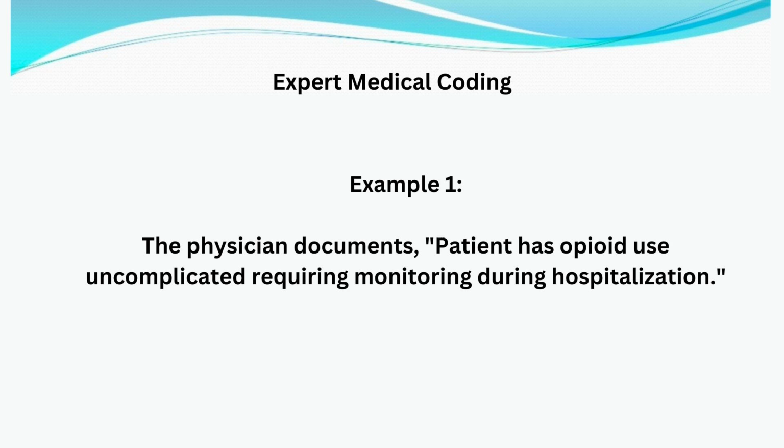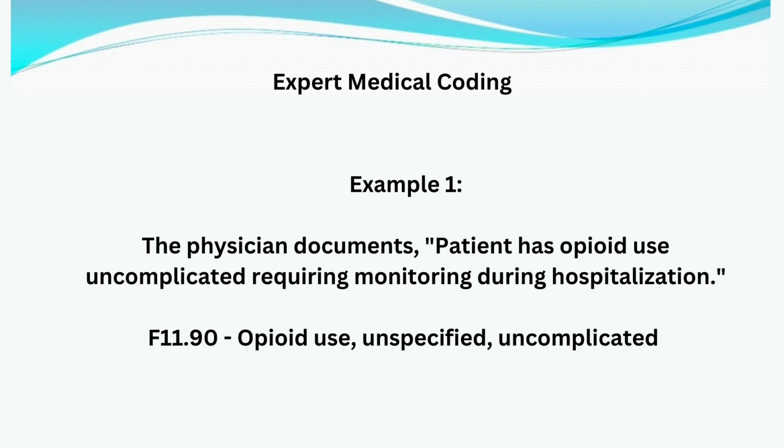Let us see an example. The provider documents the patient has opioid use, uncomplicated, requiring monitoring during hospitalization. In this scenario, we have to assign F11.90, opioid use, unspecified, uncomplicated code, because the provider documented opioid use without further specifying it as abuse or dependence. It also affects patient care by requiring monitoring, making it a reportable diagnosis.